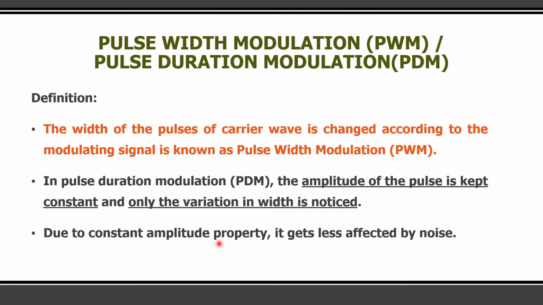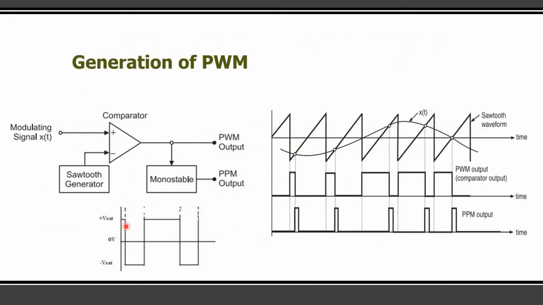Because of this, the noise immunity will be more in this pulse duration modulation compared with pulse amplitude modulation. So a simple circuit is available, the comparator circuit using an operational amplifier. By using this particular circuit, we are able to generate a pulse width modulated signal.